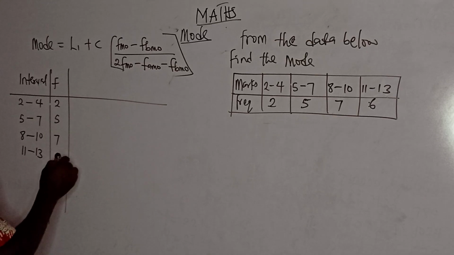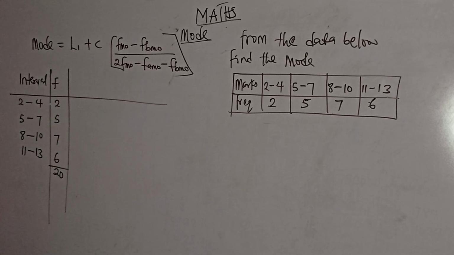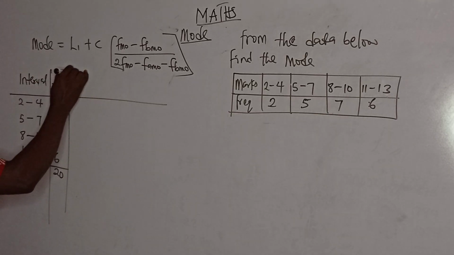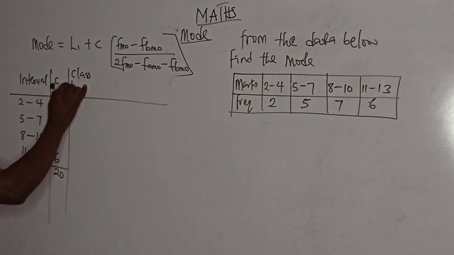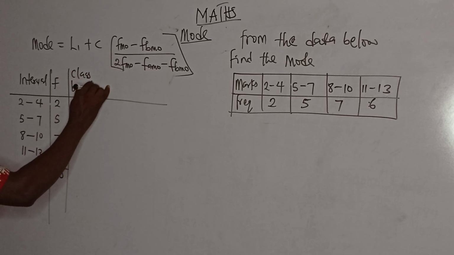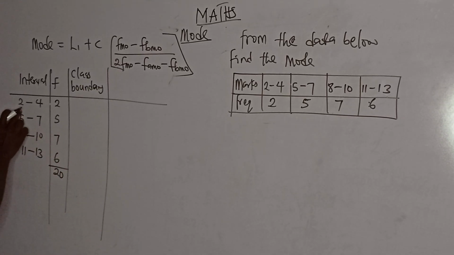Then the first thing in the formula is the lower class boundary. So we have to get the class boundaries first, so that we will be able to know the lower one. You produce your class boundary from your class interval. Each of these intervals has a lower and an upper. The first one is the lower limit, the second one is the upper limit. Like in the first set, the lower limit is 2, the upper limit is 4; 5 and 7; 8 and 10; and 11 and 13.